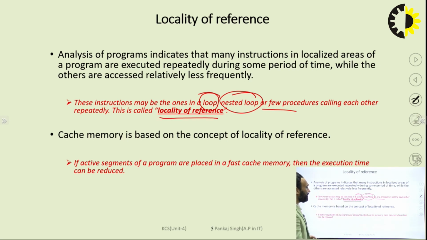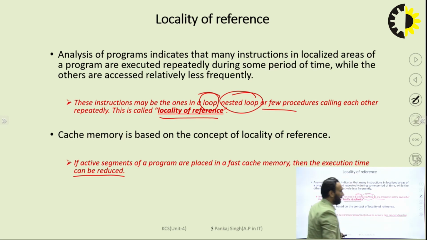Cache memory is based on the concept of locality of reference. If active segments of a program are placed in a fast cache memory, then the execution time will be reduced. It is a very simple thing. If the content that is required to execute the instruction is in the cache memory, obviously it is easy and the execution time of an instruction will reduce.